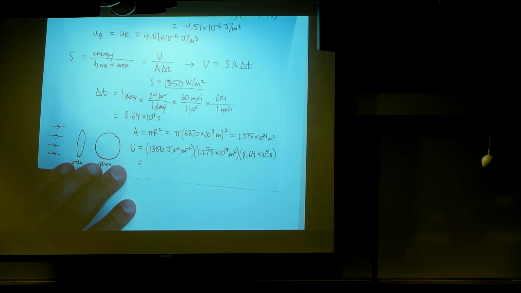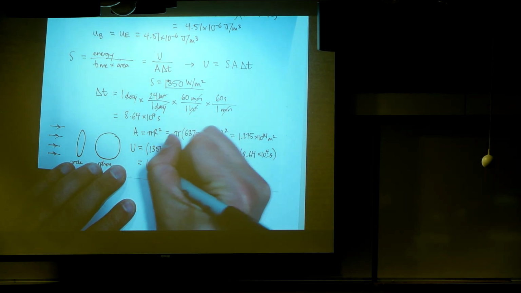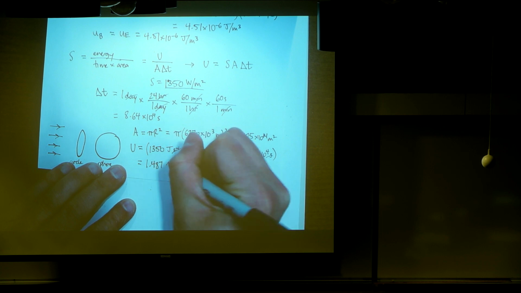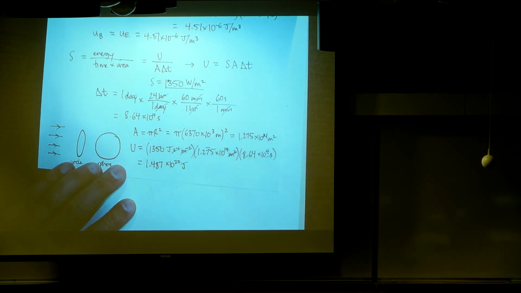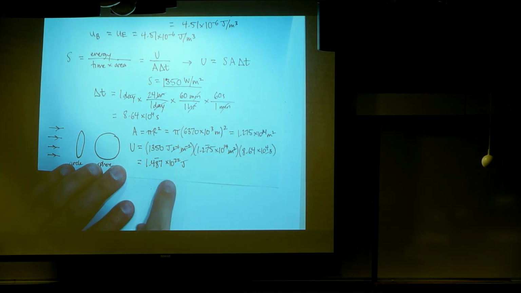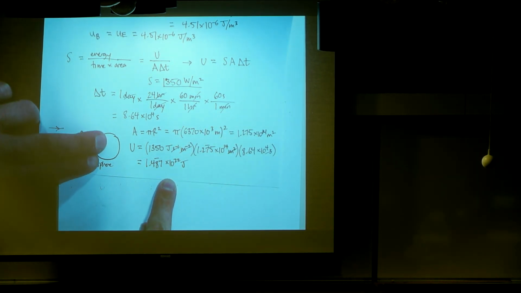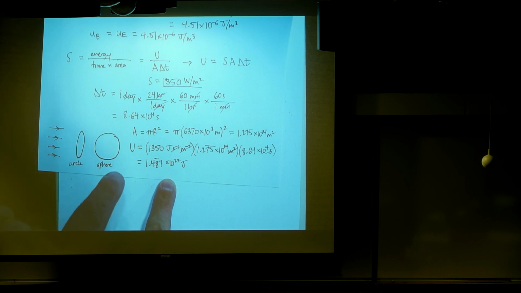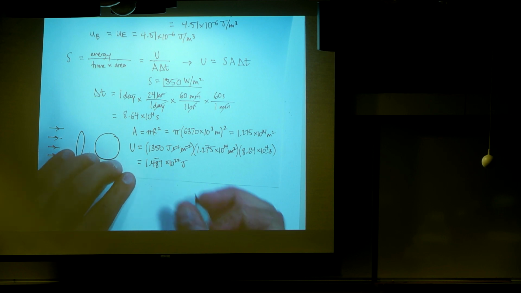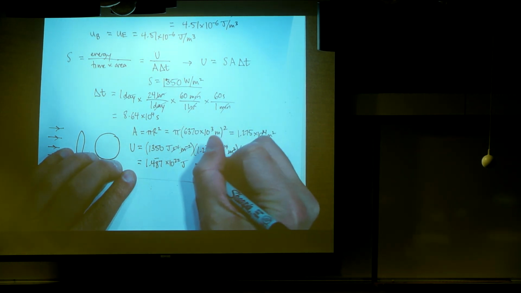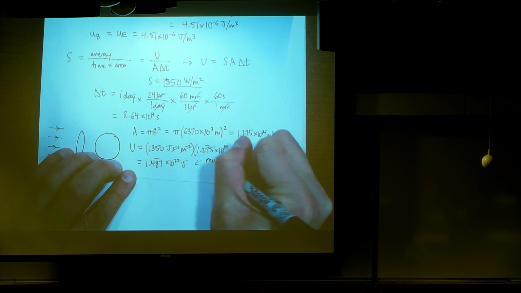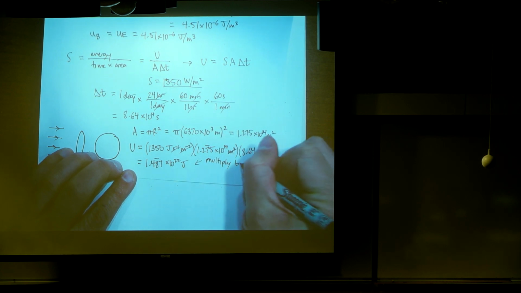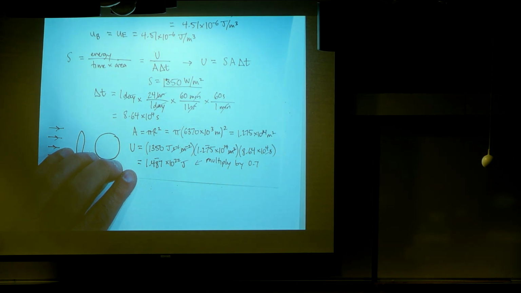Okay, so this comes out to, if you do the math, 1.487 times 10 to the 22 joules. So that's how much energy is coming in every single day and hitting the Earth. But remember, only 70% of that actually ends up getting absorbed by the Earth. So if we just take that number and multiply by 0.7, that's the amount of energy in sunlight that the Earth is actually absorbing every day, okay?